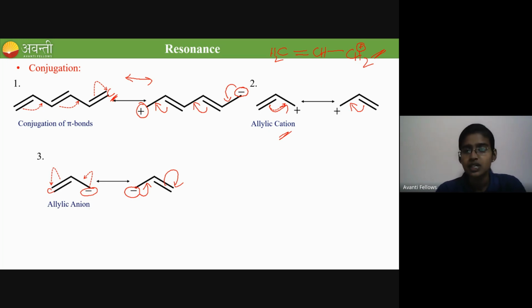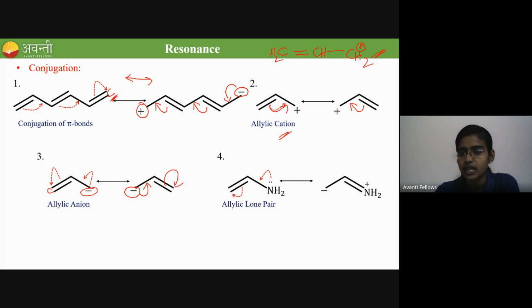Then coming to the fourth type, it is the allylic system which has a lone pair. An allylic system which has a lone pair also exhibits resonance. How does it exhibit resonance? The electrons on the nitrogen will go towards the carbon and the pi electron will move towards the next carbon. So we get one more structure like this. And if you shift the electron back here and this electron back to the nitrogen, you will get the first structure again. So this is the fourth type.